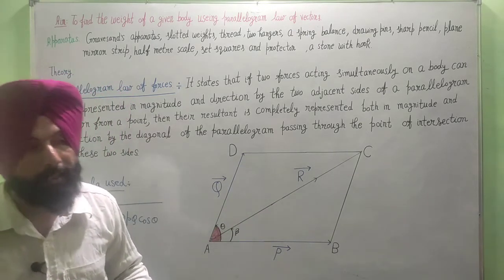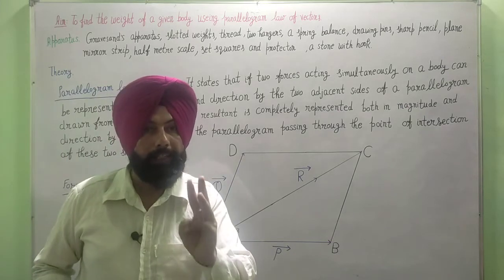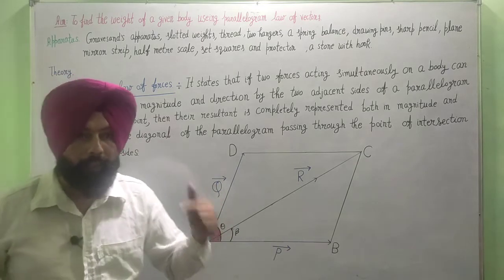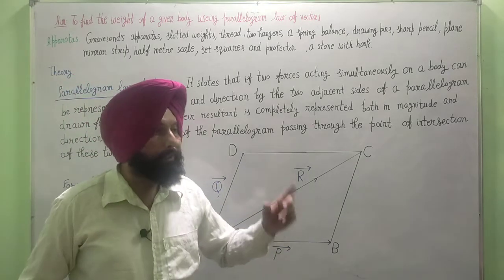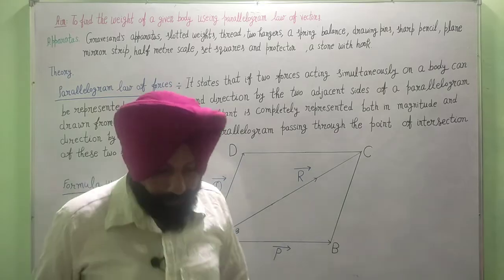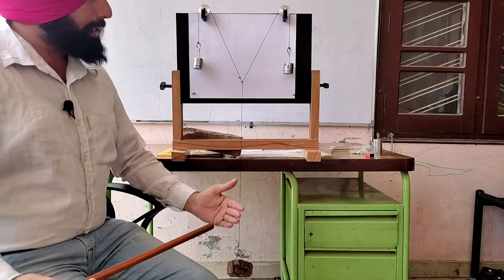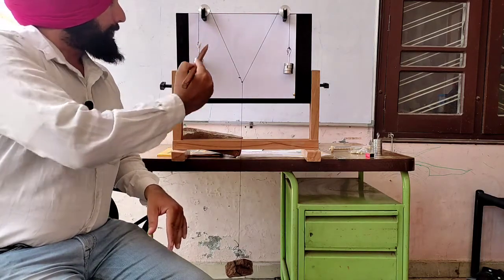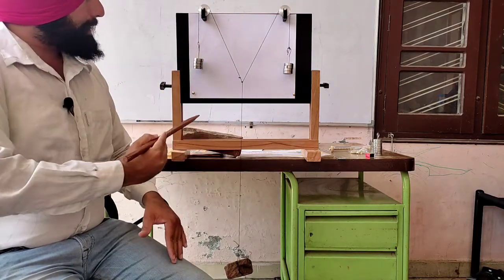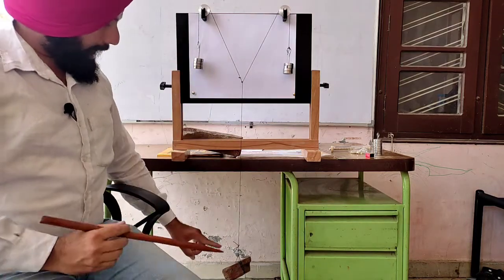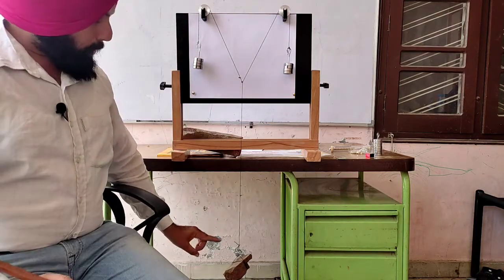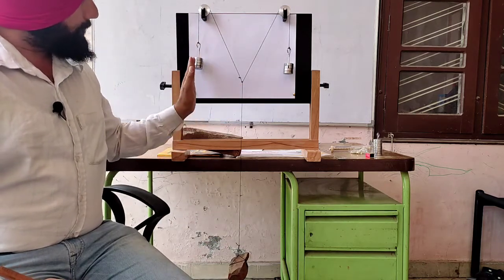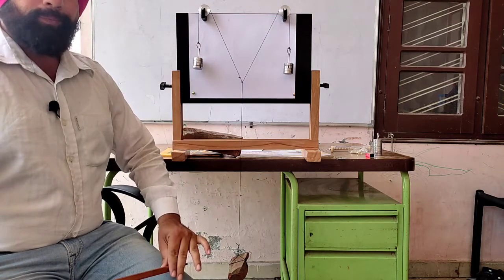Now we will start the practical. We conduct 3 readings and then we will take the mean. Now you have to watch carefully how I am doing this practical. Now students, we are performing the practical. Now this is our Gravesend apparatus, slotted weights and the body whose weight we have to find. Now all the forces are in equilibrium.